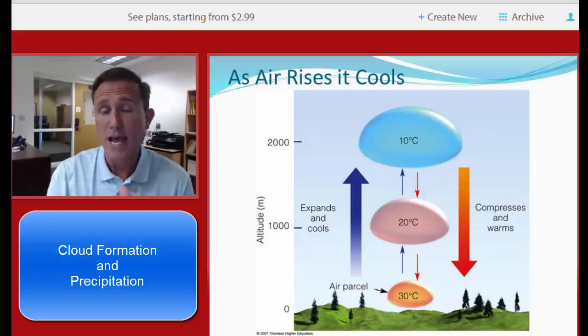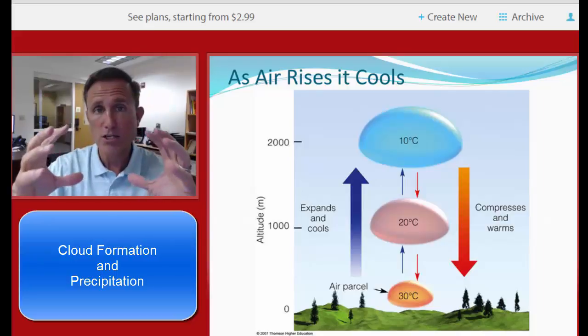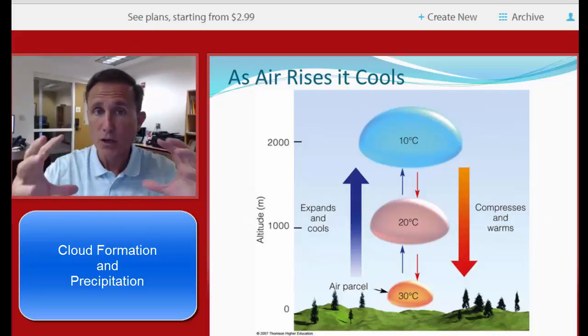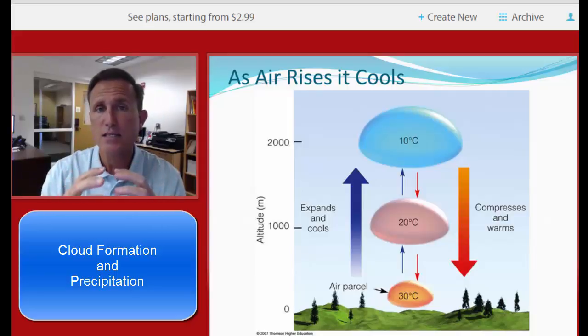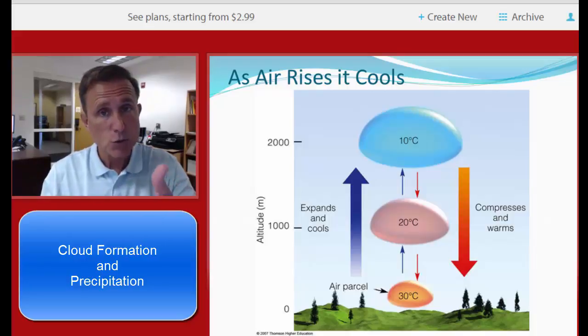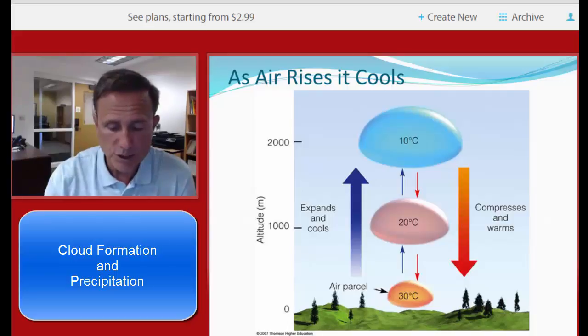Now, the opposite happens when you force air to sink. It warms by compression. As that parcel is forced to sink, the pressure in the atmosphere gets higher. It presses in on the parcel, it causes it to sink, and that causes the molecules to move more quickly as they bounce off a smaller and smaller parcel. The faster moving molecules means warmer air. So air that is forced to rise cools by expansion. Air that is forced to sink warms by compression.